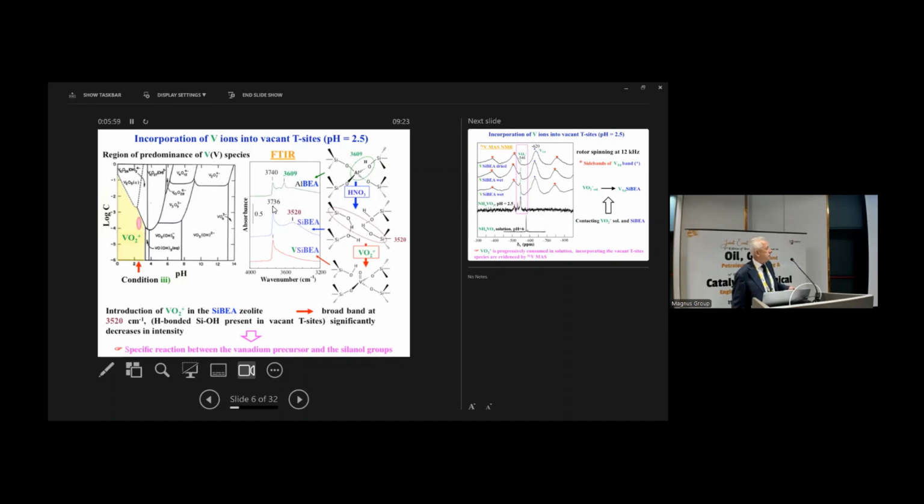3,520 disappears. This confirms that the reaction takes place between the vacant site OH and VO2+ species. So we can observe disappearance of this band and consumption of this band. This means that the reaction takes place between VO2+ and OH with incorporation of vanadium in the framework position of the zeolite. This means a specific reaction between the vanadium precursor and the silanol groups takes place.